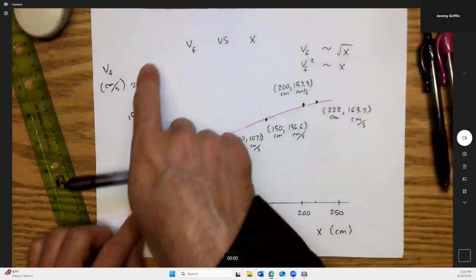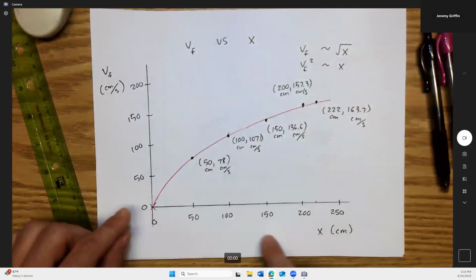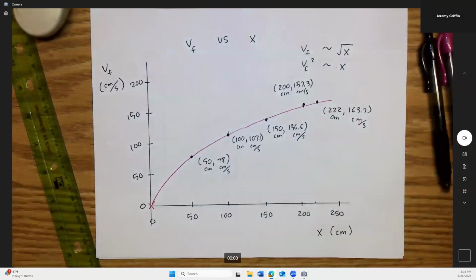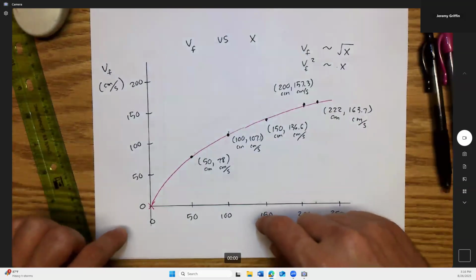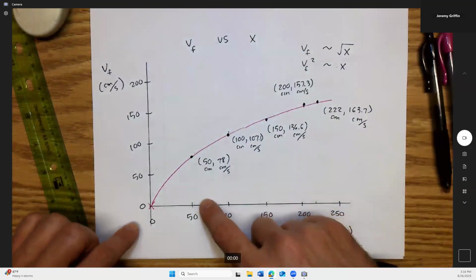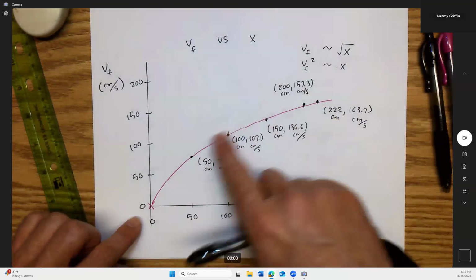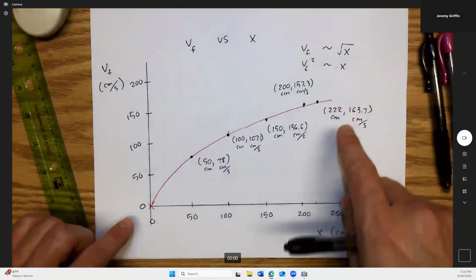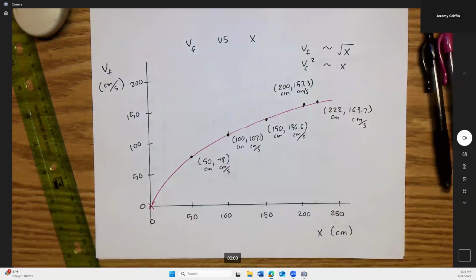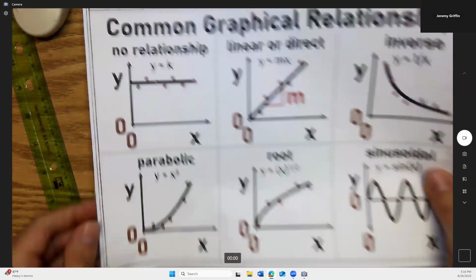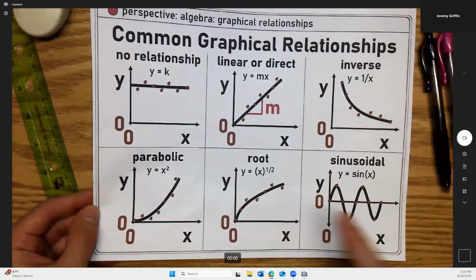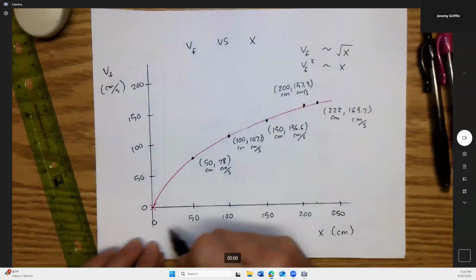So, for velocity versus distance, go ahead and make a curve that kind of bends down like that. What shape do you think that is right there? There are some candidates. Which one does that basically look like? A root. Yeah, probably a square root. You guys think it's a square root? Okay, just go ahead and whip off a square root graph.